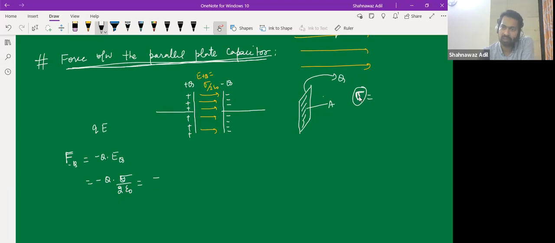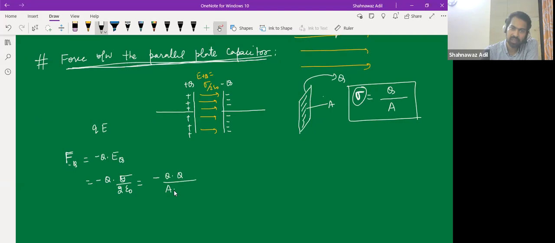And now we were talking about the sigma. So sigma is surface charge density. Surface means that we have this area, and charge density means that we have this Q. So Q by A, right? So this is minus Q and then Q by A and 2 epsilon naught. So this is minus Q square by 2 A epsilon naught. Is this clear, guys? The surface charge density formula is sigma equal to Q by A, right?